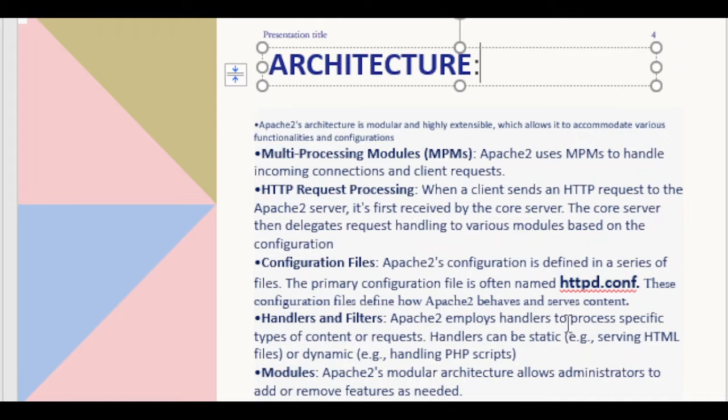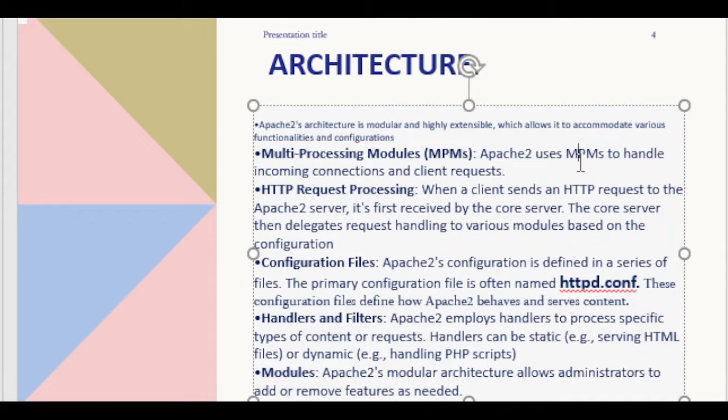Handlers and filters are another option, which provide serving HTML files or dynamic handling of PHP files. The Apache web server is basically used to handle static files as well as static websites and dynamic websites. The modular architecture allows administrators to add and remove modules. It is flexible. You can add and remove any features which are not convenient to you.